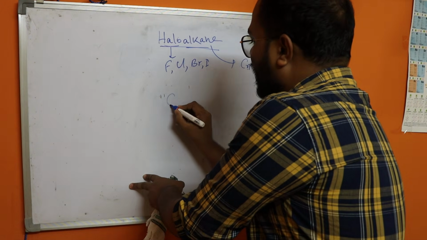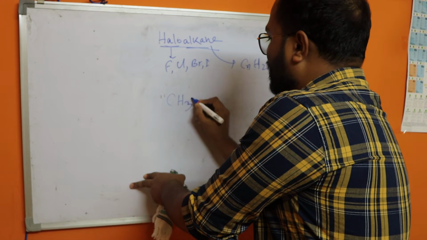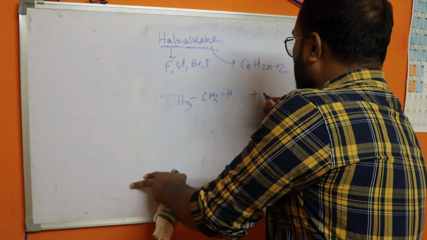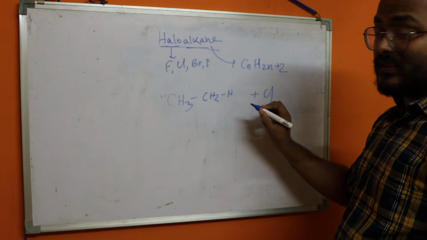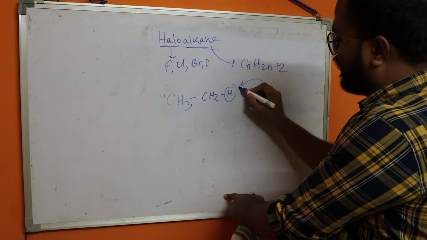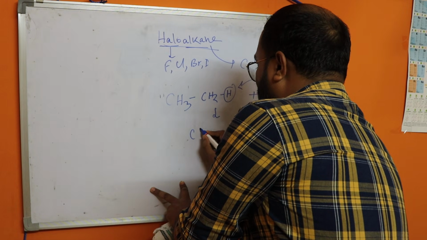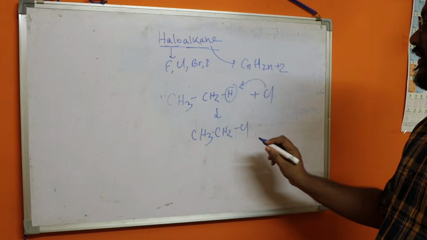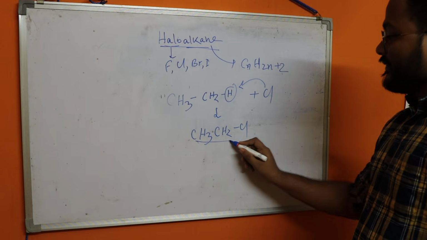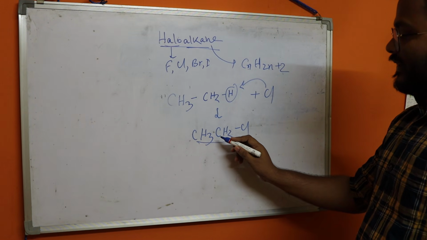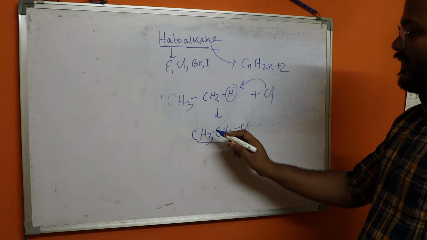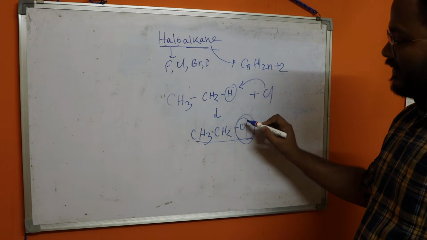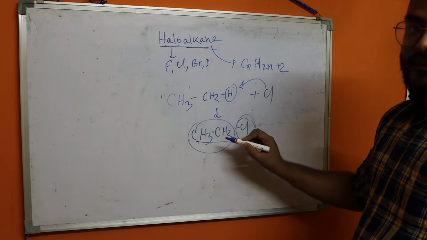Now if I have one alkane such as ethane, CH3CH3, and I substitute one hydrogen with chlorine, it will be like this way: CH3CH2Cl. This is a haloalkane, right? This is ethyl chloride. So this is an example of a haloalkane. Here this stands for the halogen atom, and this is the alkyl part, right?